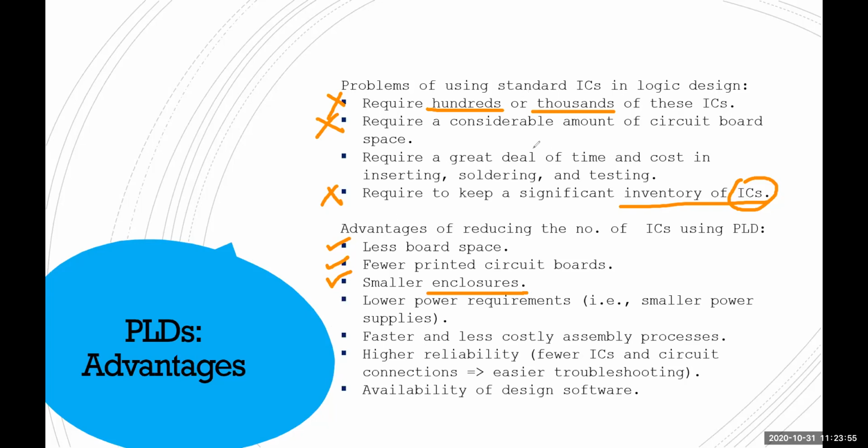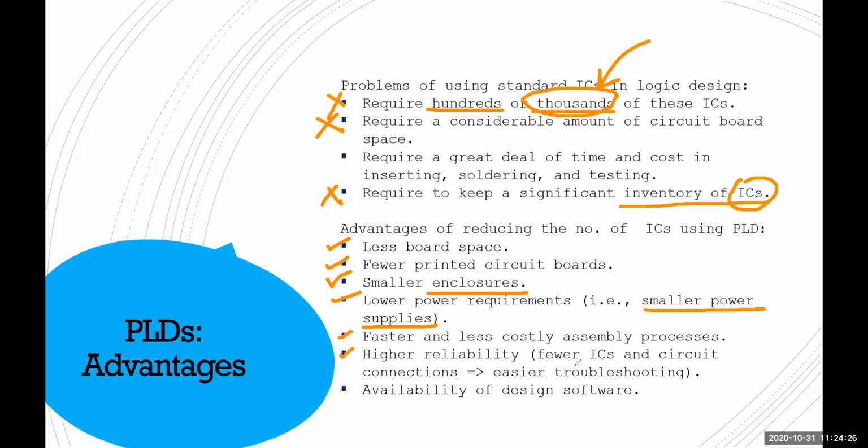Since you have a very limited number of ICs, because previously you had used thousands of ICs, at that time you had to use a bigger power supply, because you had to supply power to 1000 ICs. Now you are using only 1 or 2 ICs. That means you have to give small power, a smaller power requirement, a smaller power supply. Faster and less costly assembly process, obviously, because you have only 1 or 2 ICs.